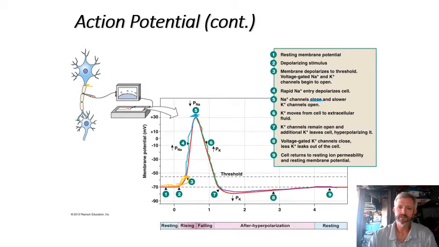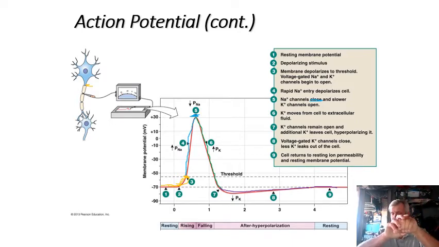So that's all that's taking place. Boom, sodium in. Shut sodium off as potassium starts to open up and leave, bringing the repolarization, the falling phase. Rising phase, sodium coming in; falling phase, potassium leaving. The after polarization, hyperpolarization, is from the slow closing potassium gates. That is how we get our action potential.